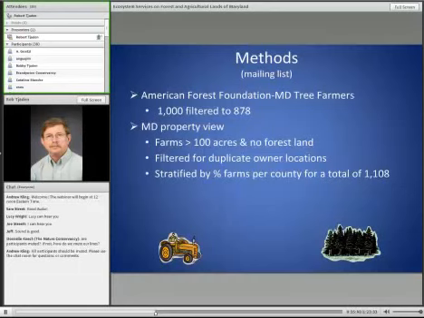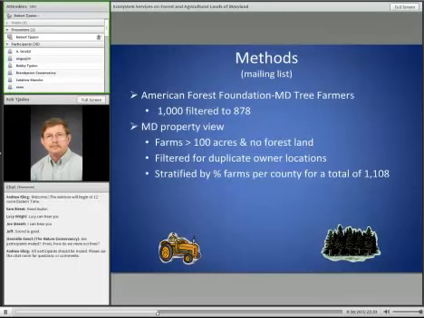And what we originally tried to do is have an equal distribution. We wanted to do about 2,000 for our population, but since we only had about 878 tree farmers, we tried to get a similar amount of farmers, but as it wound up, we wound up with about 1,108 farmers' names and addresses to survey. So our total population was a little under 2,000, 1,986.